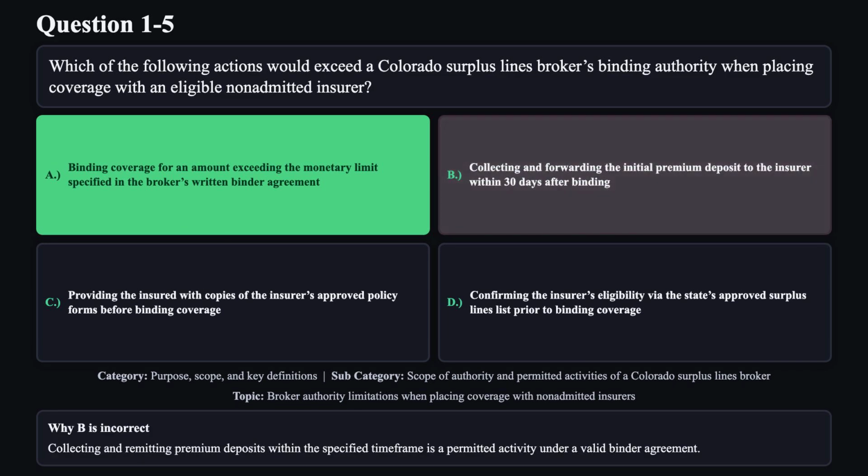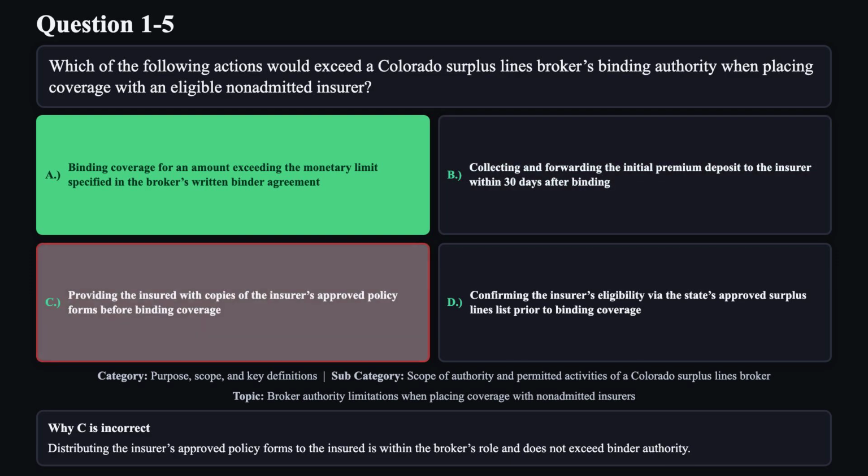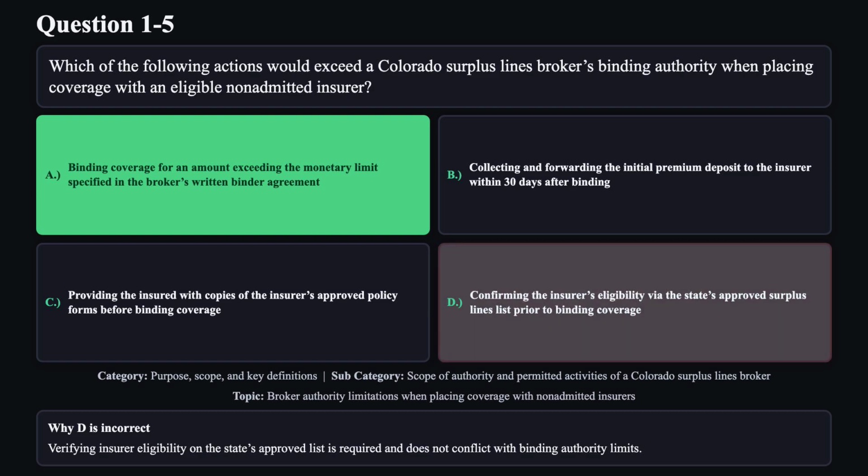Reason B is not correct. Collecting and remitting premium deposits within the specified time frame is a permitted activity under a valid binder agreement. Reason C is not correct. Distributing the insurer's approved policy forms to the insured is within the broker's role and does not exceed binder authority. Reason D is not correct. Verifying insurer eligibility on the state's approved list is required and does not conflict with binding authority limits.